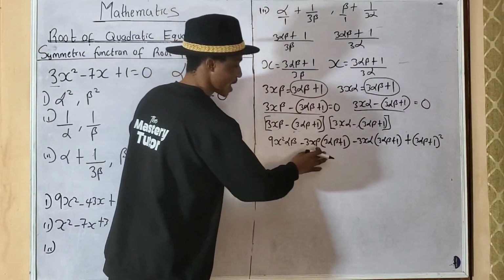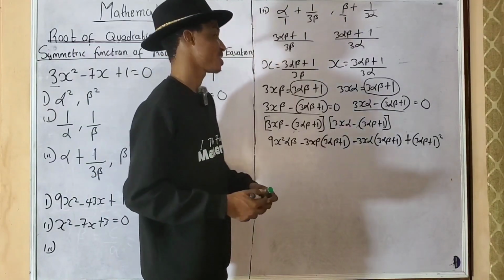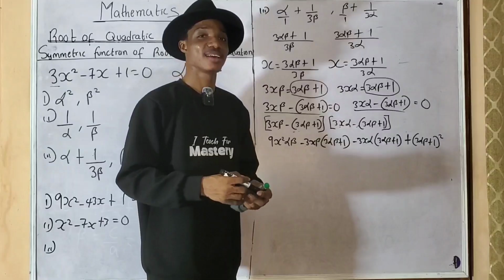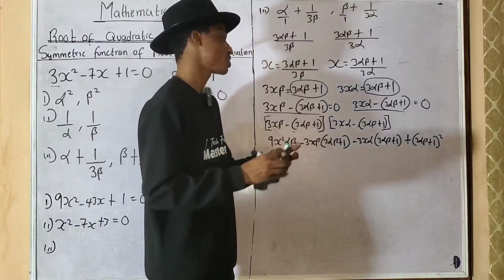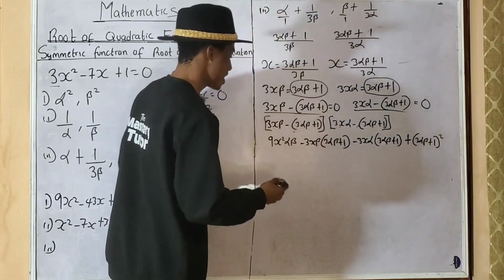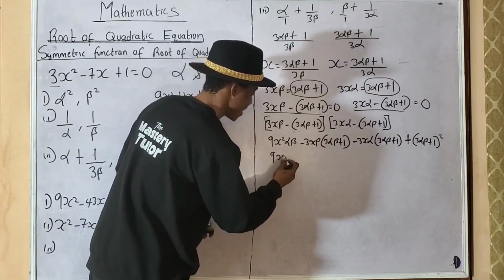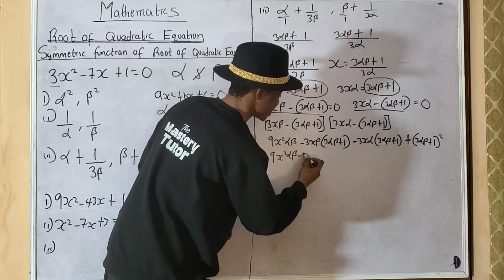Now, let us open the bracket. You can see that this method is kind of long, maybe, but it's better. I don't just want to jump. Are you getting it? I don't want to skip any step. So I want it to be more elucidative as much as possible, okay? So here, I'm going to have 9x squared alpha beta, open the bracket here. I'm going to have negative 3.